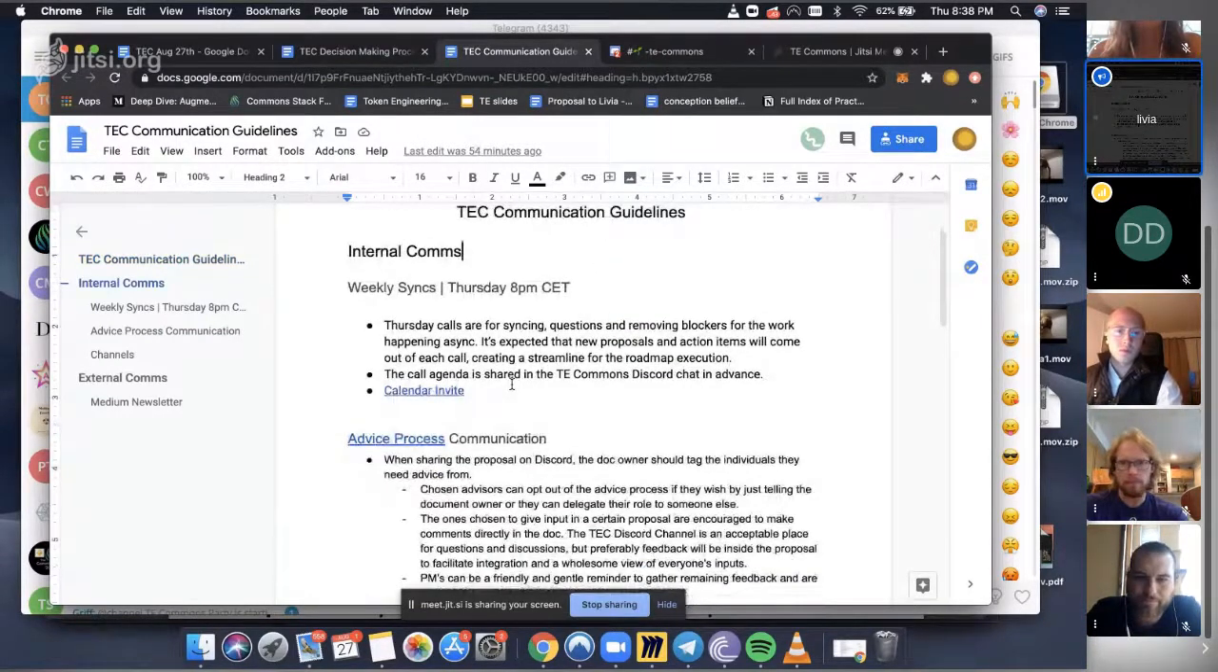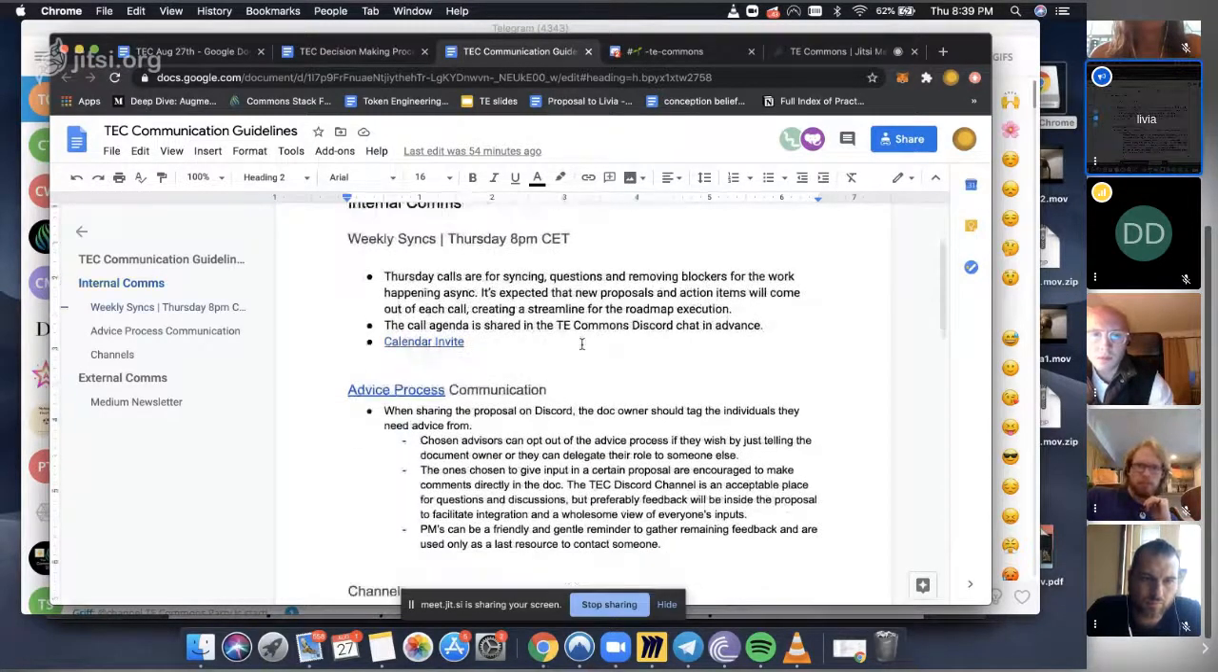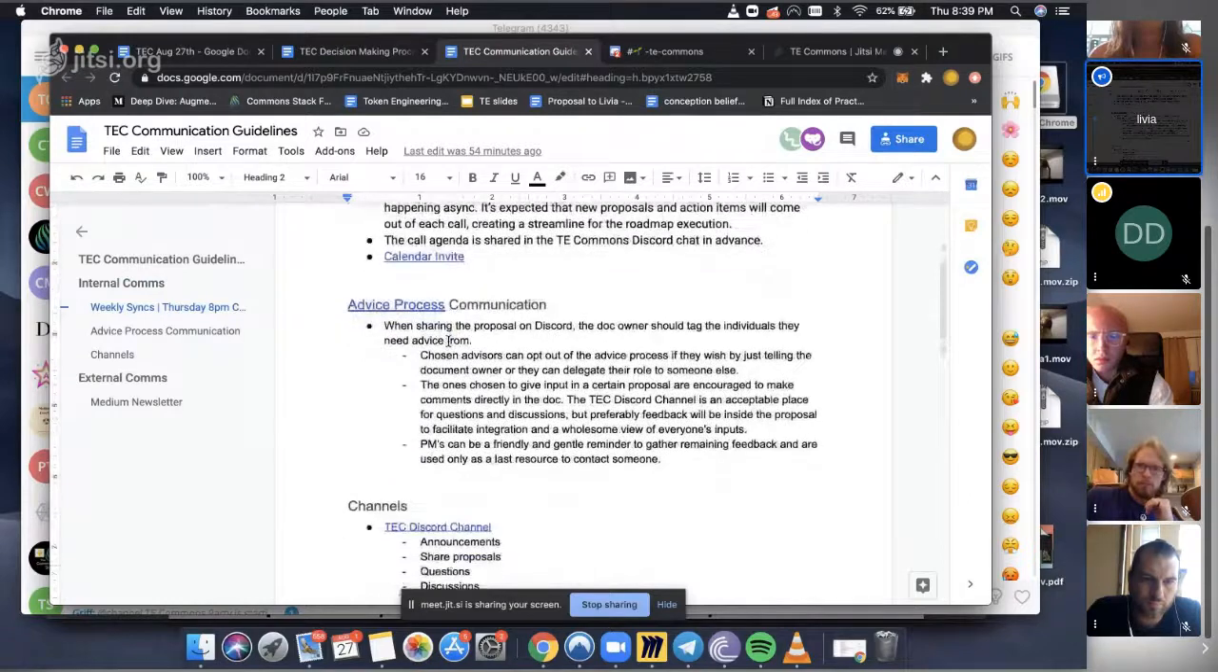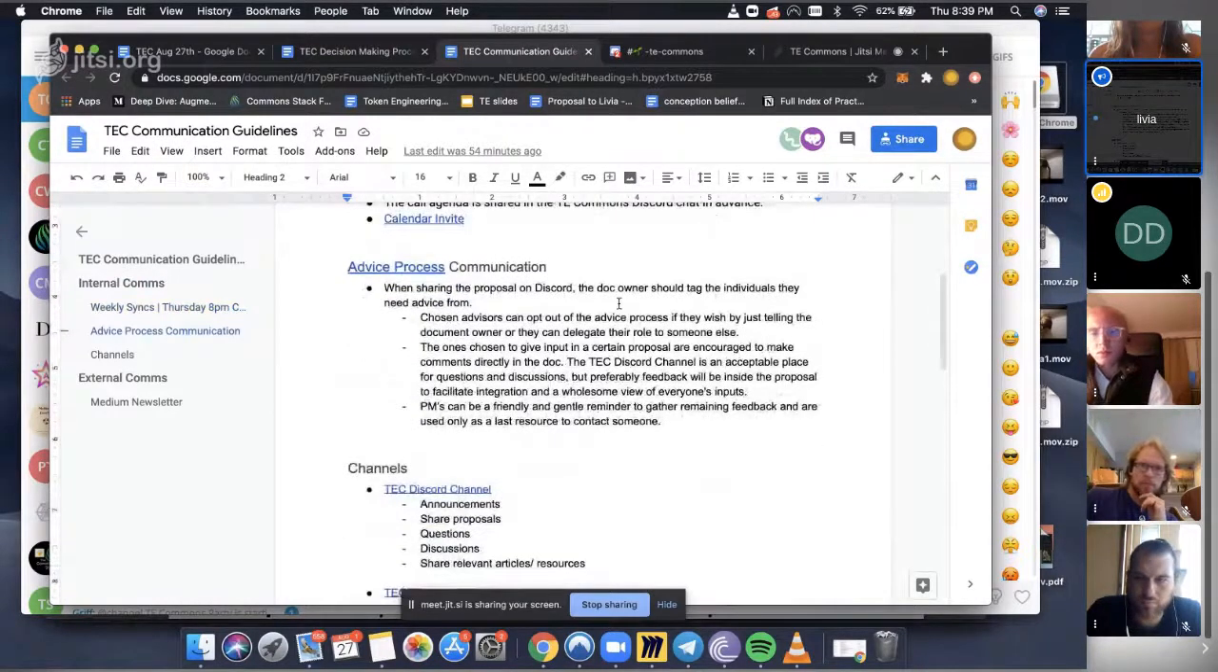So for our Thursday calls, as was already mentioned by Griff, this is not the best place to make decisions. It's mostly for questions, removing blockers, and getting data input, especially on things that could turn into new proposals that we can work with outside of the calls. So the call agenda will always be shared in the Commons Discord in advance. Here there is a calendar invite that you can put in your calendar to always have a reminder.